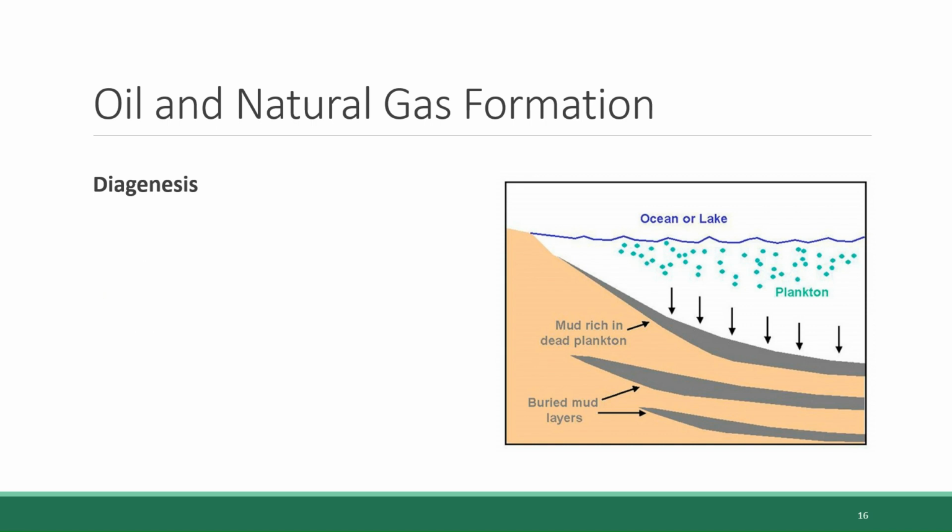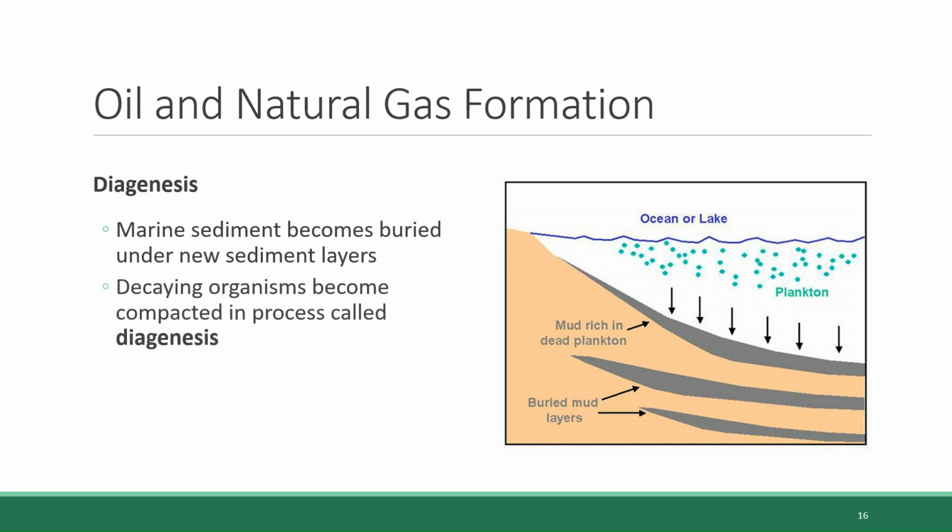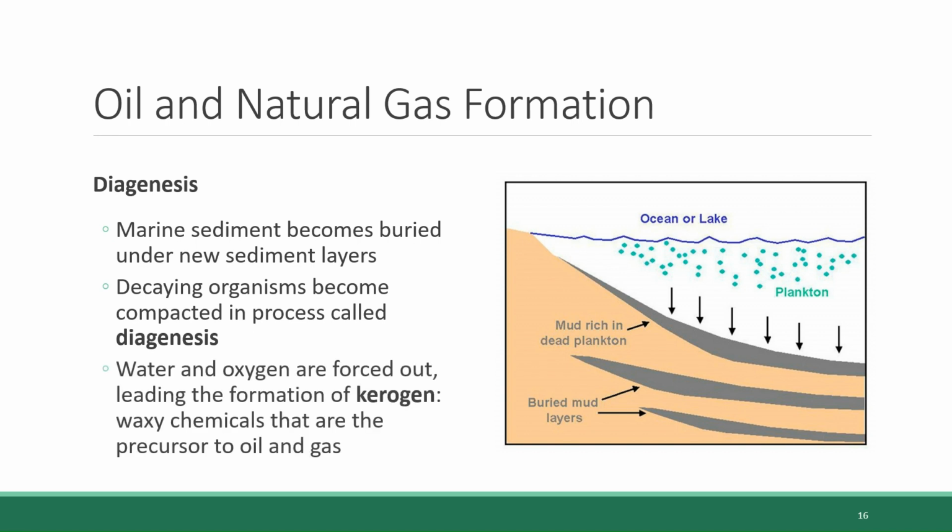During diagenesis, marine sediment becomes buried under new sediment layers that form on top of it. And as this happens, the decaying phytoplankton become compacted. As a result of this compaction, water and oxygen get forced out of the sediment, and a material called kerogen is formed from the partially decayed marine organisms. Kerogen consists of waxy chemicals that are a precursor to oil and gas.